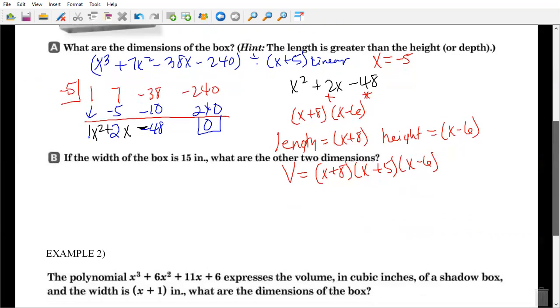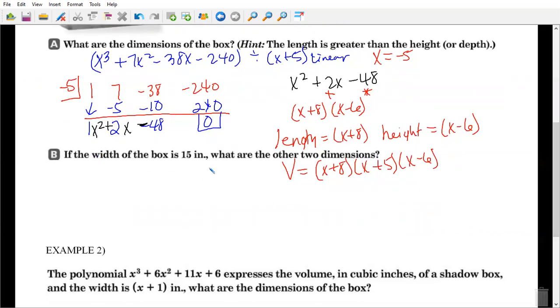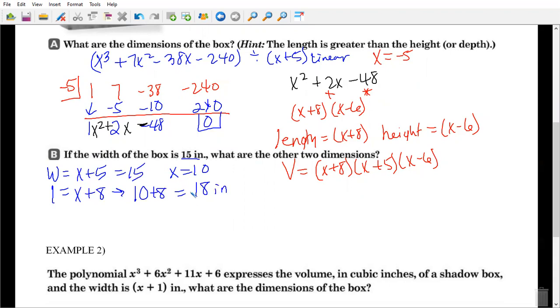Okay. Part B, it says, if the width of the box is 15 inches, what are the other two dimensions? So remember, our width equaled x plus 5. If I now know what it's equal to, I can solve for x, right? So what does x have to be? So x equals 10. So I now know that x equals 10, so I can use my length. Length equaled x plus 8. If I plug in 10, 10 plus 8 equals 18 inches.